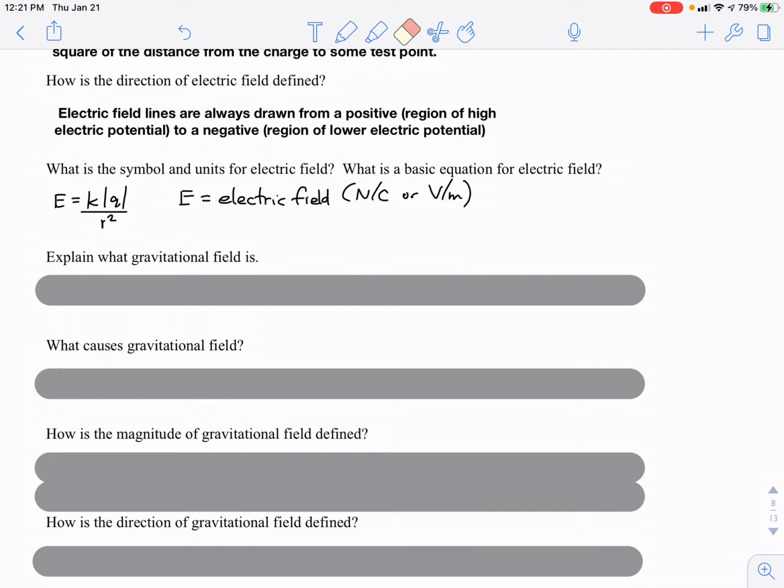The equation for electric field is E equals K times Q, the charge that's causing the disturbance, divided by R squared, where a capital E is the variable used for electric field, and the units can either be newtons per coulomb or volts per meter.